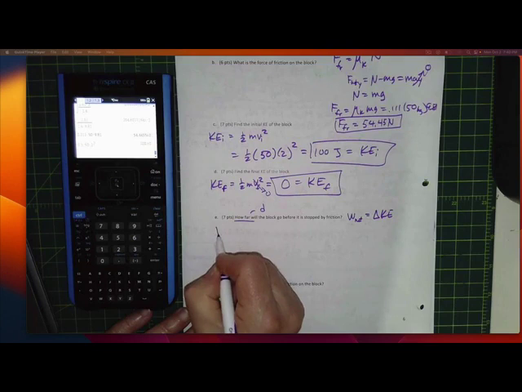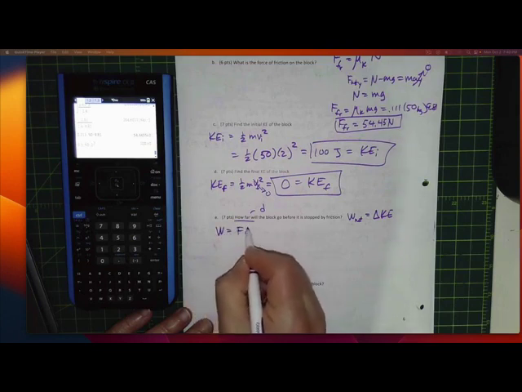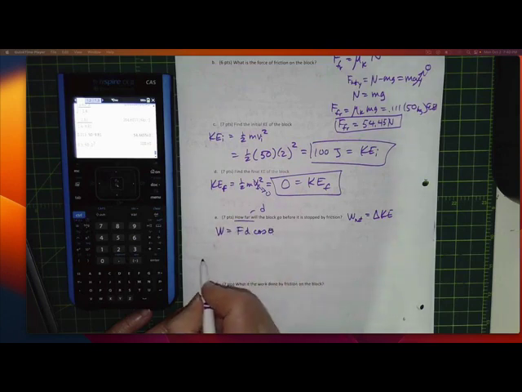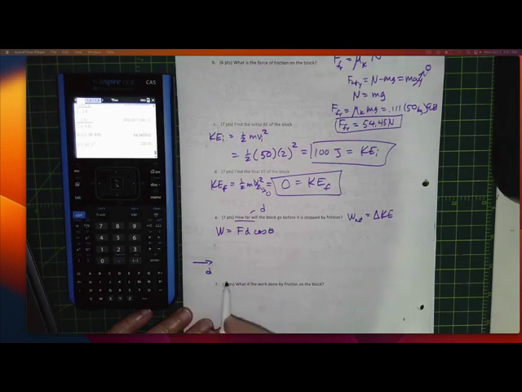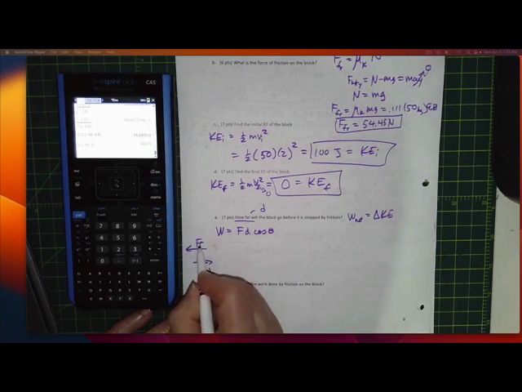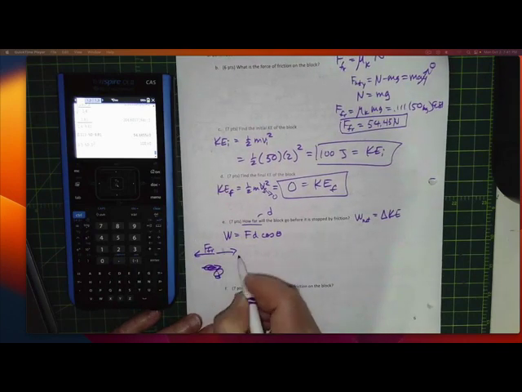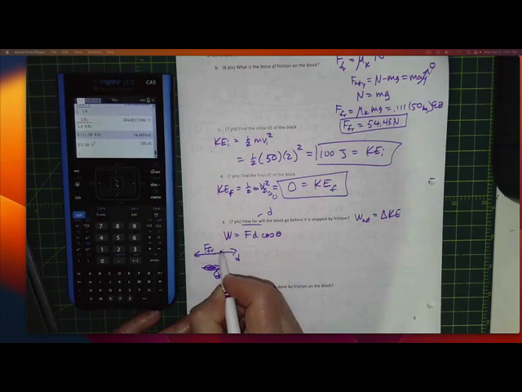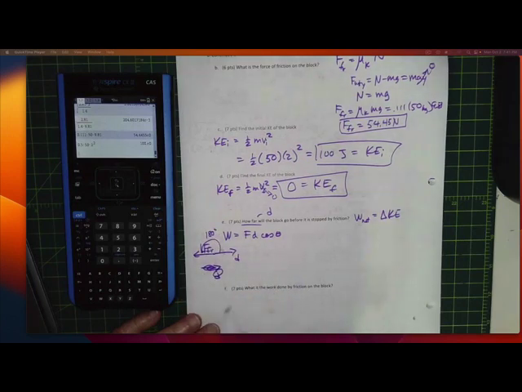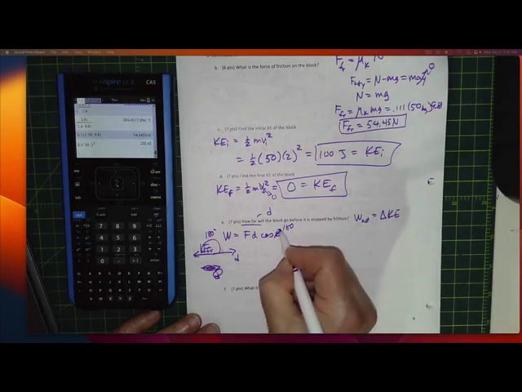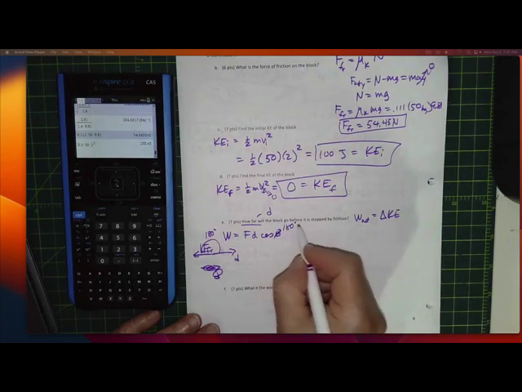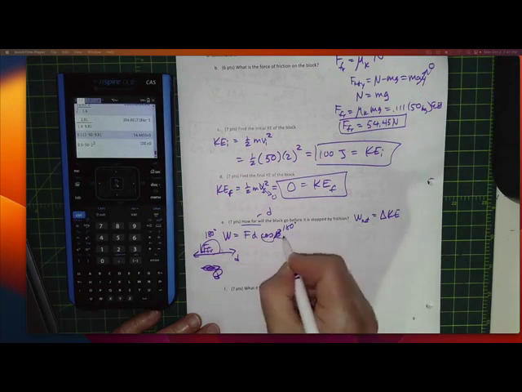So we've got work is F d cosine theta. In this case, the displacement d was in the positive x direction. The friction is in the negative x direction. So the angle between them, I should draw them. Let's draw them both up on the same level. All right, so the angle between them is opposite direction, 180 degrees. So theta is 180 degrees, so cosine theta then becomes -1, right?